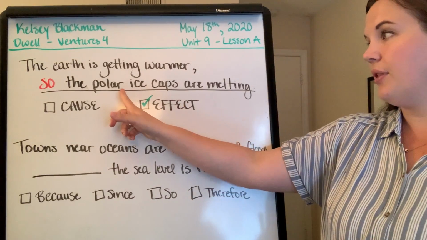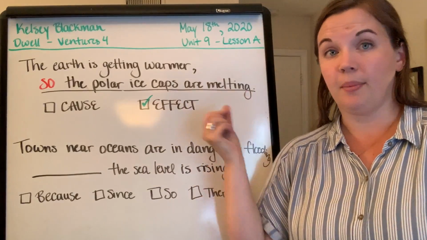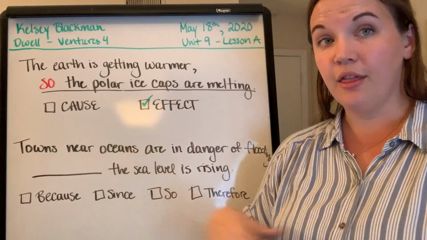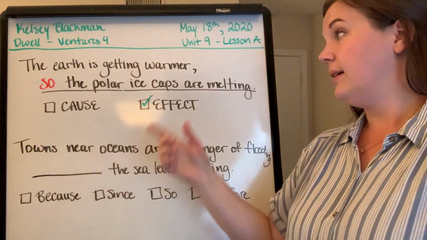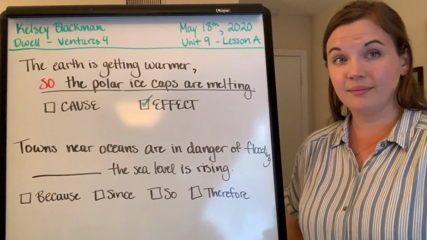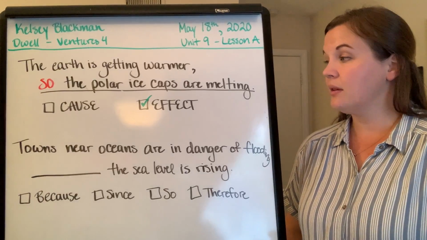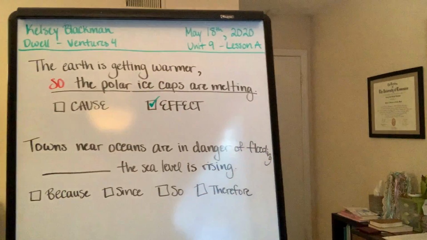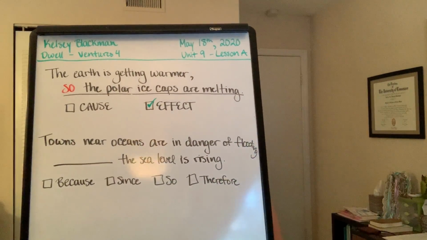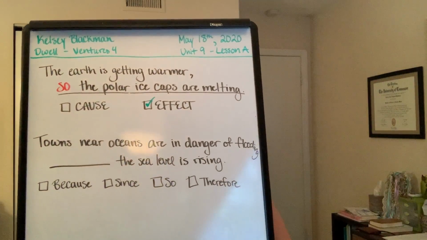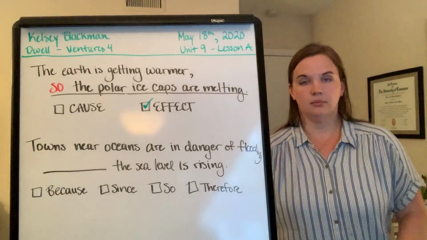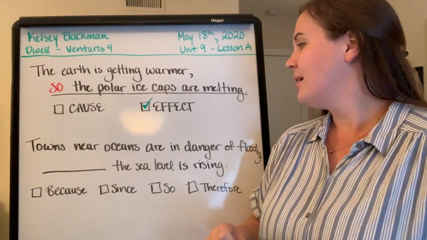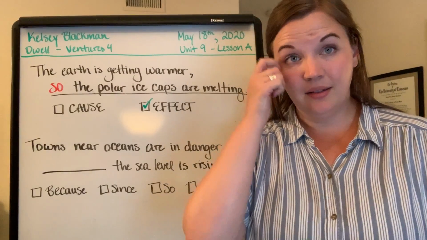This is the result of something happening. So the Earth is getting warmer, and the result of that is that the ice caps are melting, right? Let me scoot this back a little bit. There we go. Now I have a little more room. Okay, does that make sense?